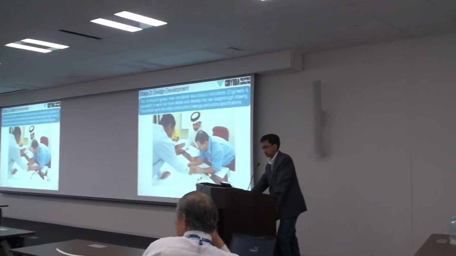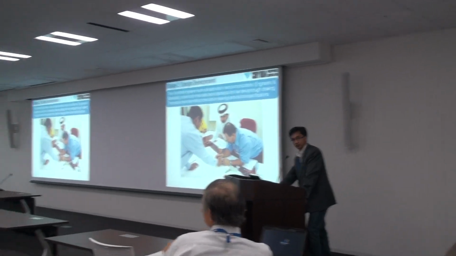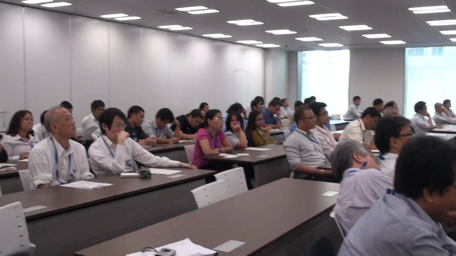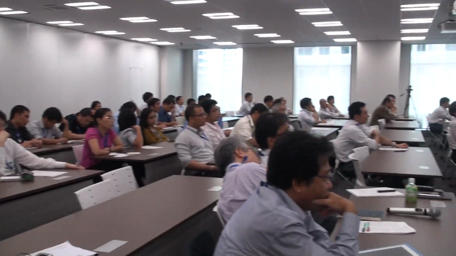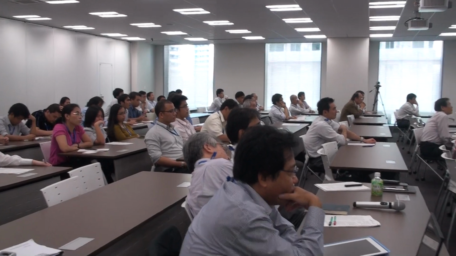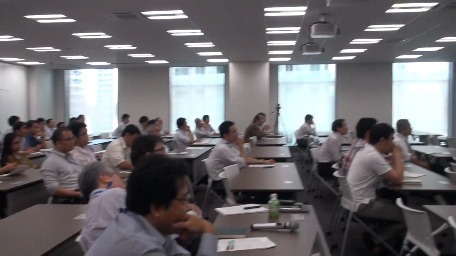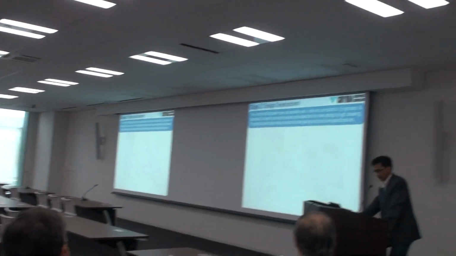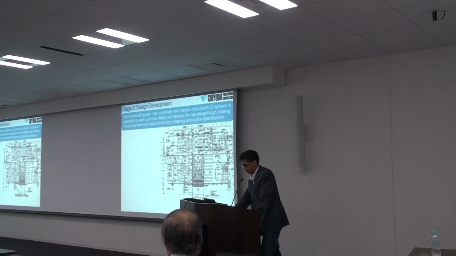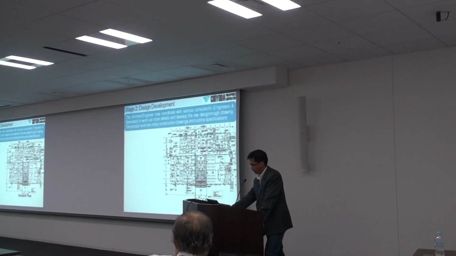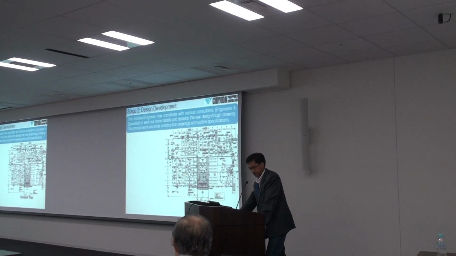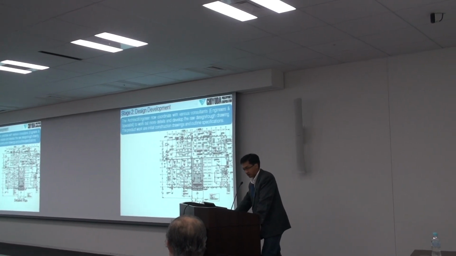Stage 2. The architect or engineer now coordinates with various disciplines, with various consultants, such as engineering disciplines and specialists, to work out in more detail and develop the raw design or rough drawing. The product of this stage will be initial construction drawings that will be used for outline specifications for the next final stage. So the plan, we will now have a detailed plan after talking to the consultants.